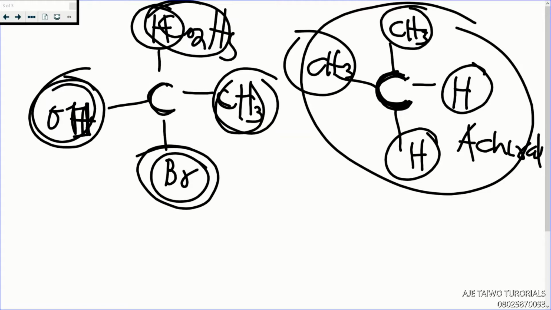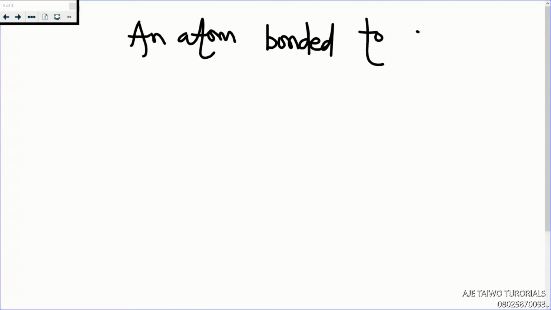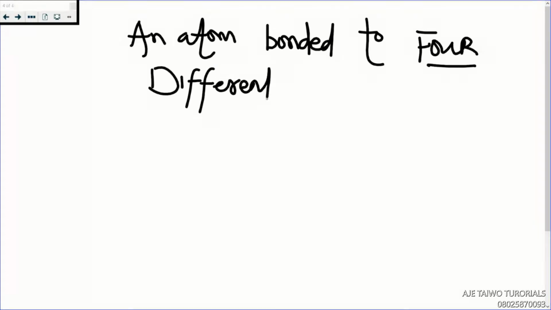An asymmetric or chiral center is an atom bonded to four different atoms, or rather, four different groups. Watch that: not just any group, four different groups. An atom bonded to four different groups.